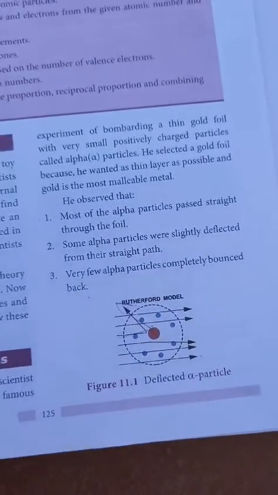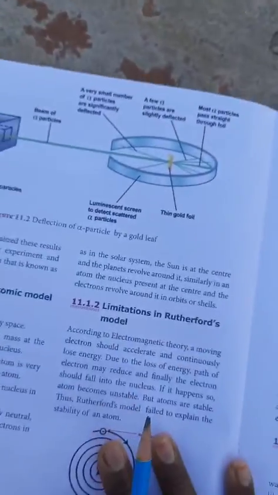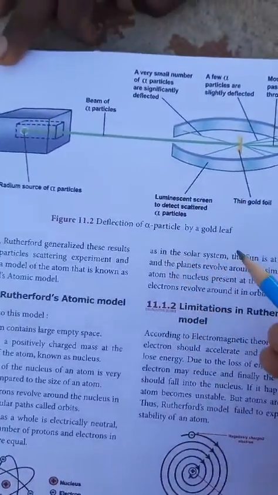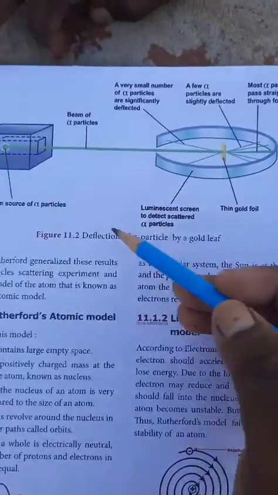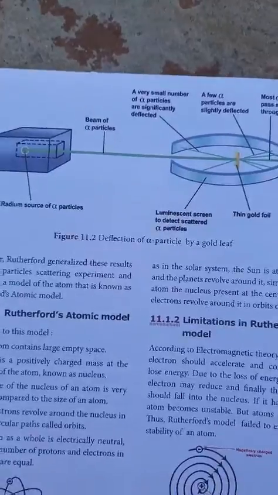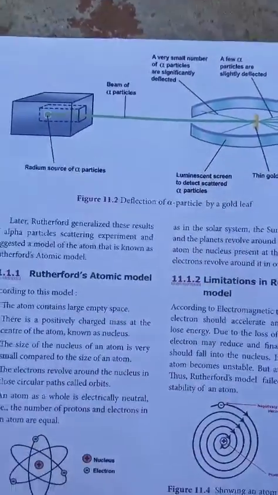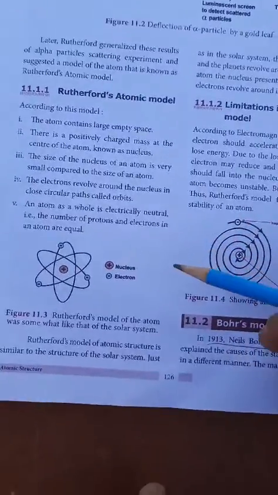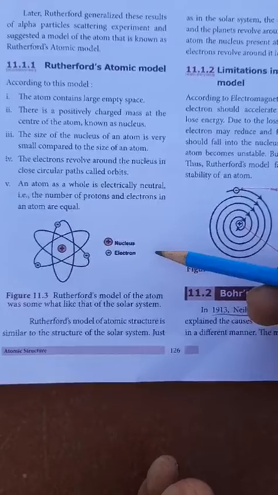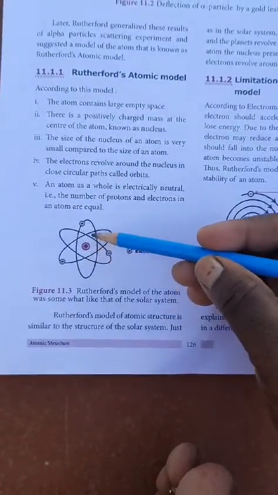Okay, so in these pictures, you can see alpha particles going in straight lines and being reflected. Can you see the pictures? Then the Rutherford atomic model. What is the Rutherford atomic model? Atoms contain a large empty space.